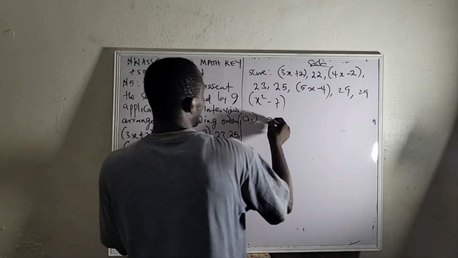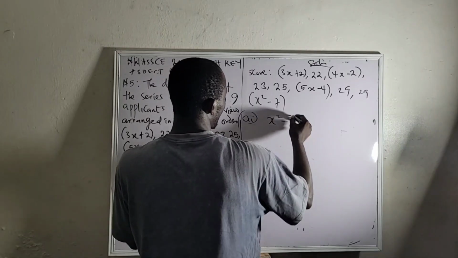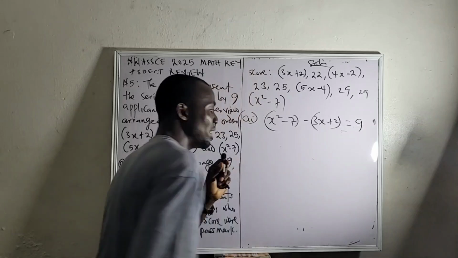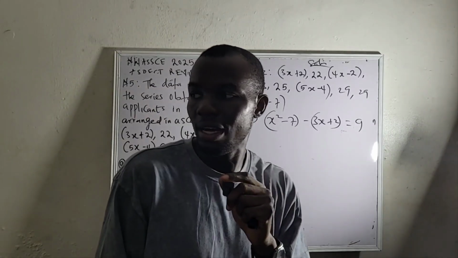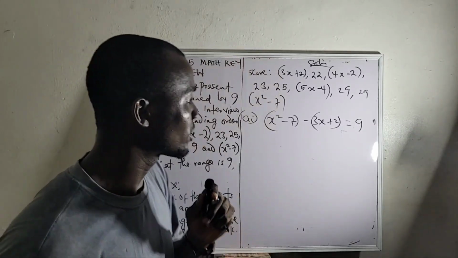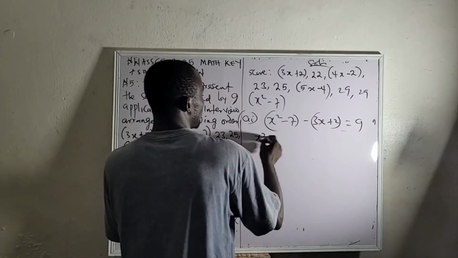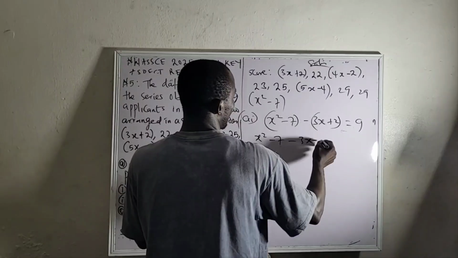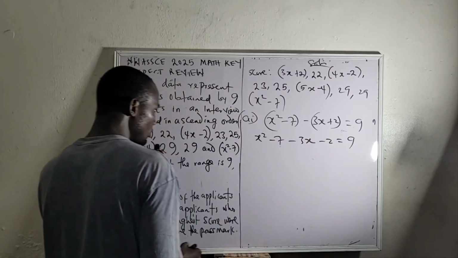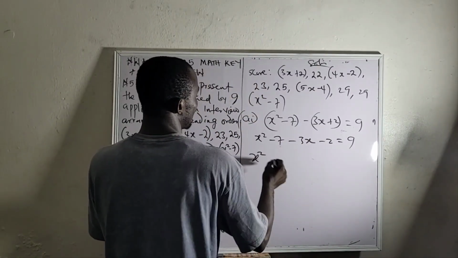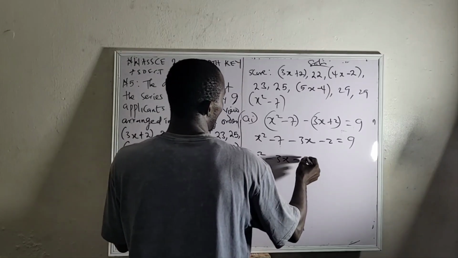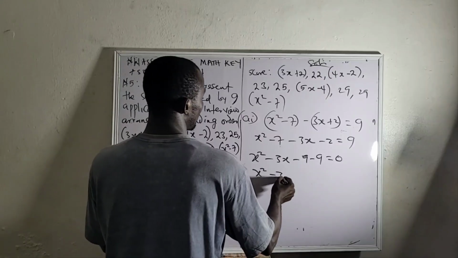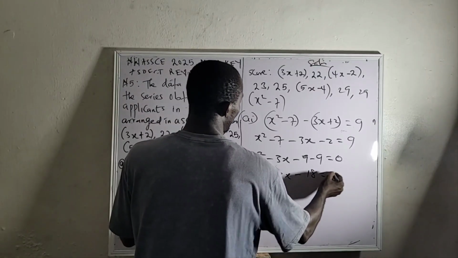Since we know the range, it means that x squared minus 7 minus (3x plus 2) equals 9. Range is always the highest number minus the lowest number. So here we have x squared minus 7, the other one minus 3x, minus 2, and this is 9. And then we can make it a quadratic equation. This will be x squared minus 3x minus 18 equals 0.